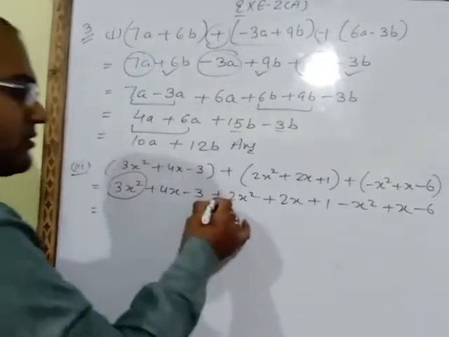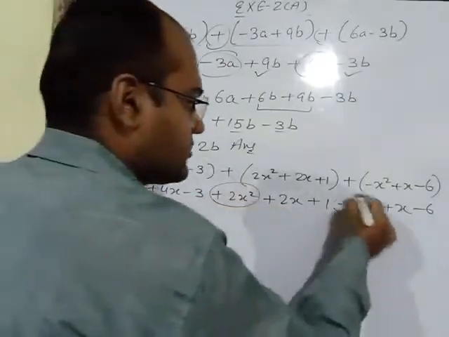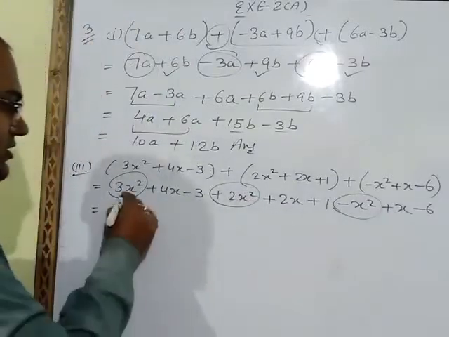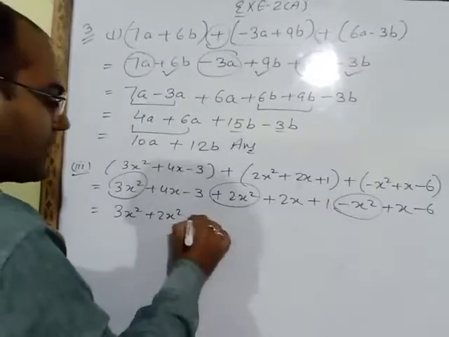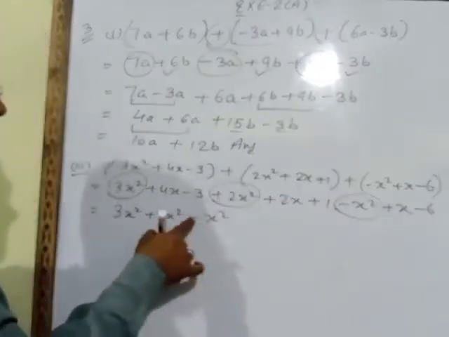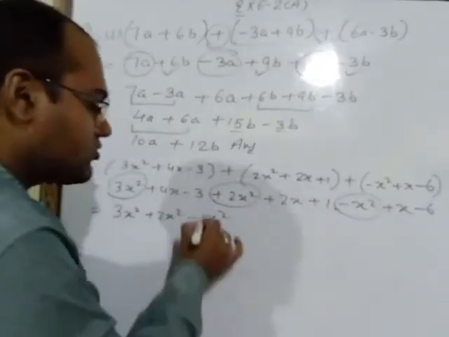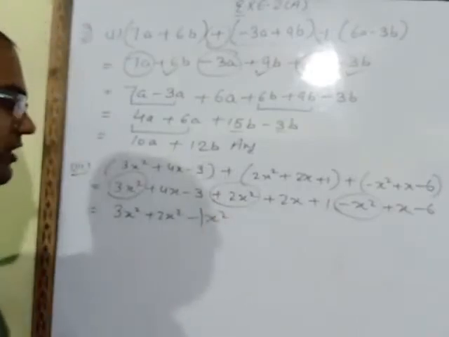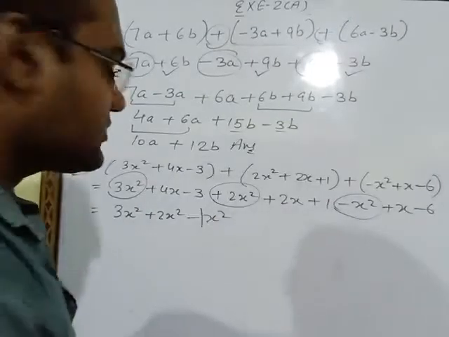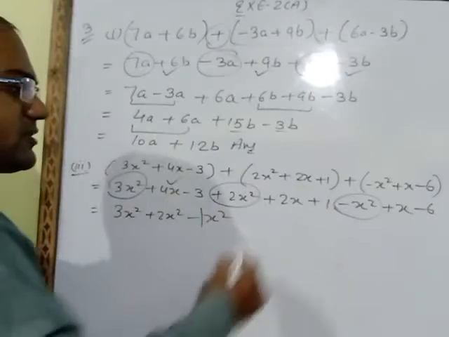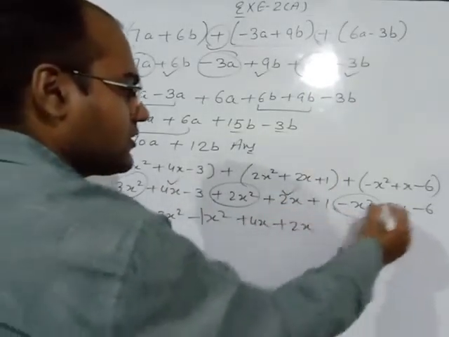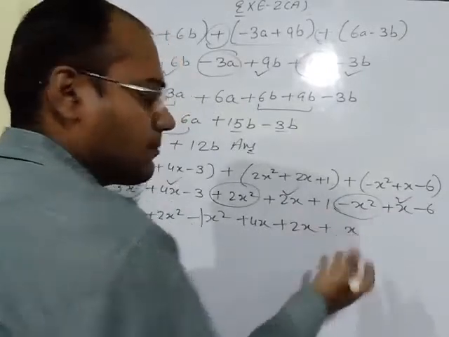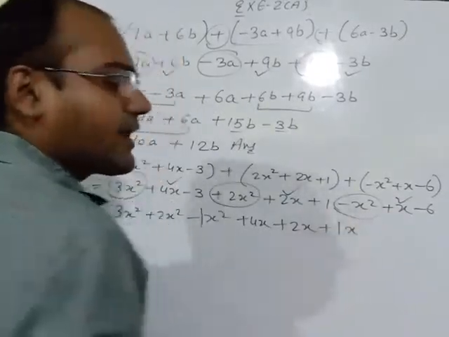This one and this one. These three are like terms. 3x square plus 2x square minus x square. Here the number with x square is not written, so we will take 1x square. Now we will write another like terms. Plus 4x plus 2x plus x. Number is not written, so we will take 1x.